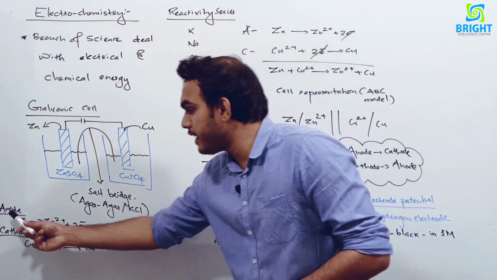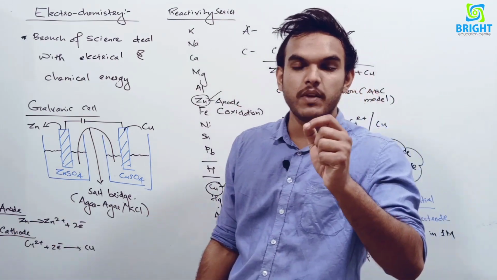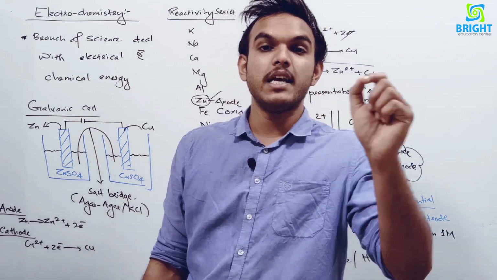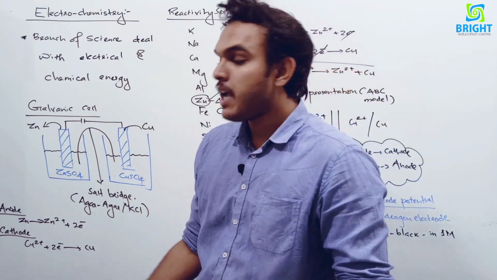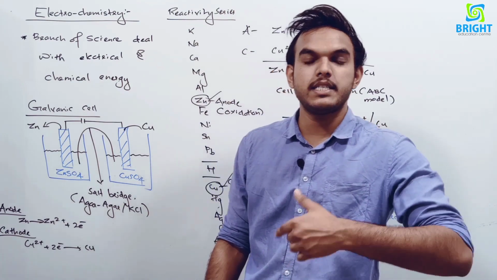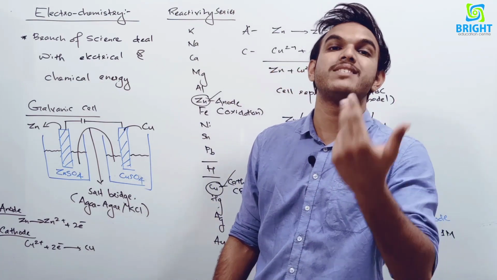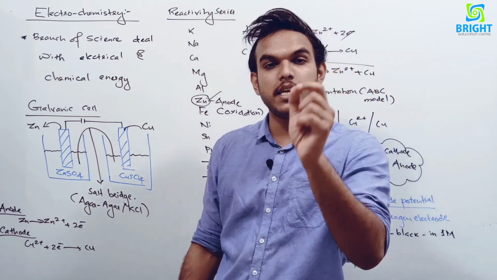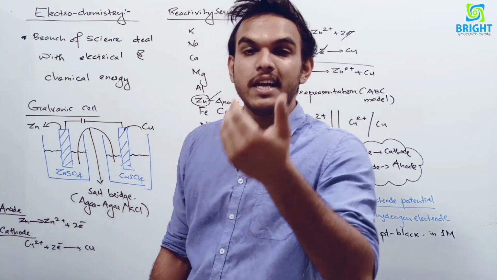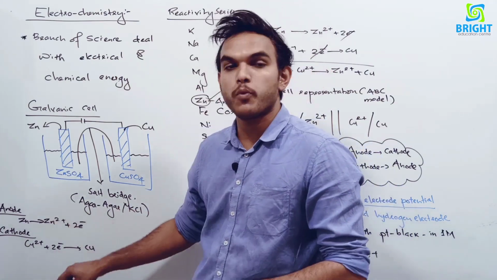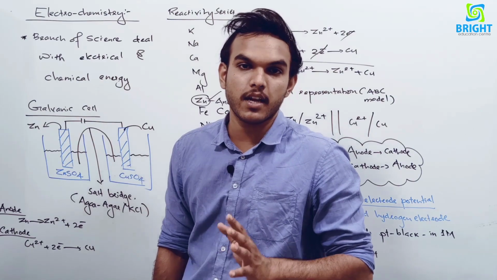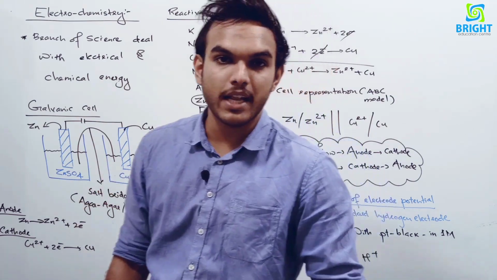You have to know the reaction at the anode, that is Zn undergoes oxidation, Zn gives Zn2+ plus 2 electrons, and at the cathode reduction occurs, that is Cu2+ plus 2 electrons gives Cu. First at the anode, Zn gives Zn2+ plus 2 electrons. In the case of Cu, Cu2+ plus 2 electrons will give Cu. Is that clear? So we studied the reactions at the anode and the cathode.